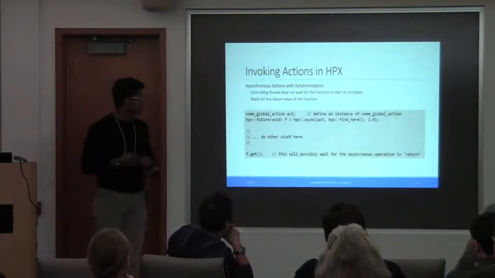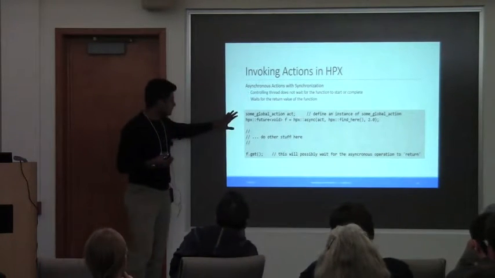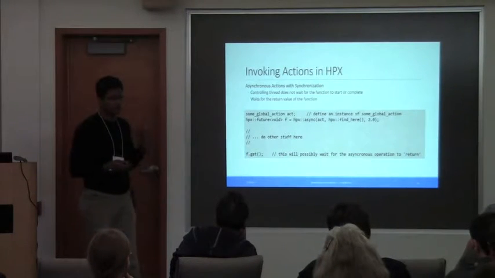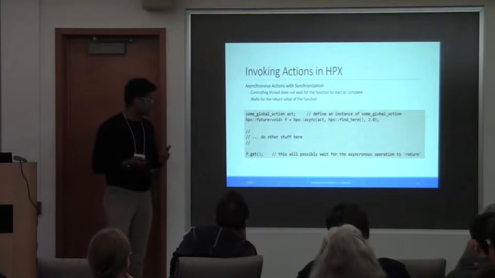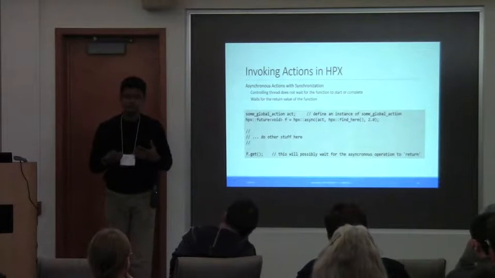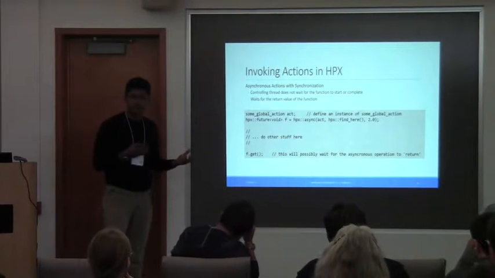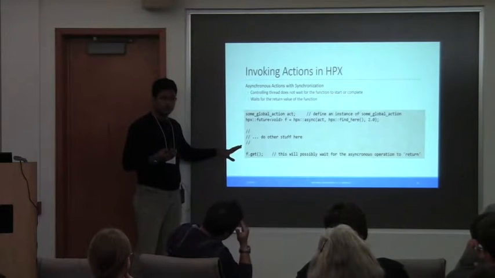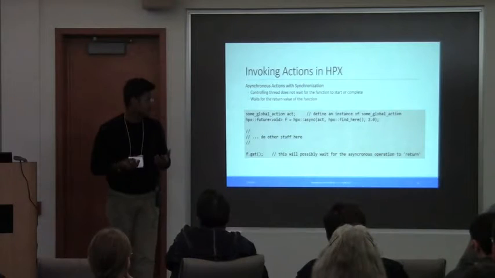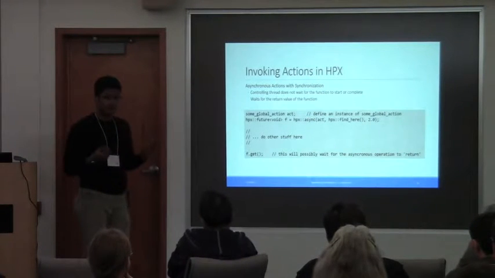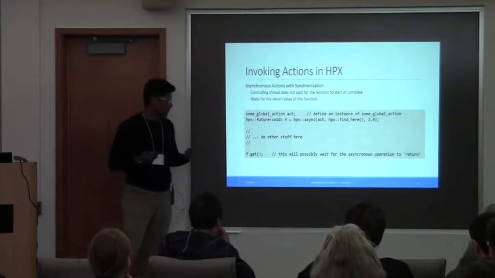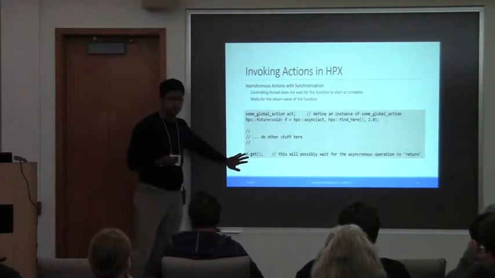Asynchronous actions with synchronization. Now it is the same, where you invoke the action asynchronously, meaning the controlling thread doesn't wait for the action to be invoked or finished. But in some instances, we would like to get a value, for example. So I would call future.get for the function to return the value. So I synchronize at that point.